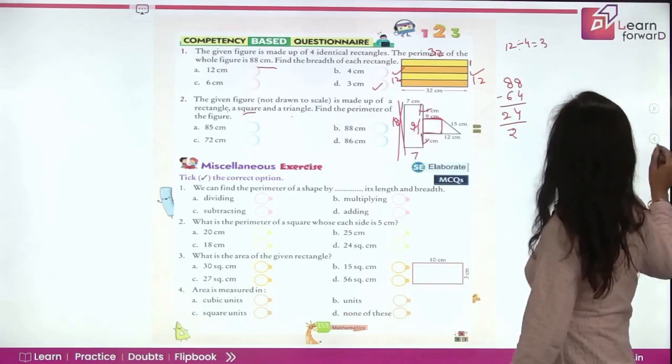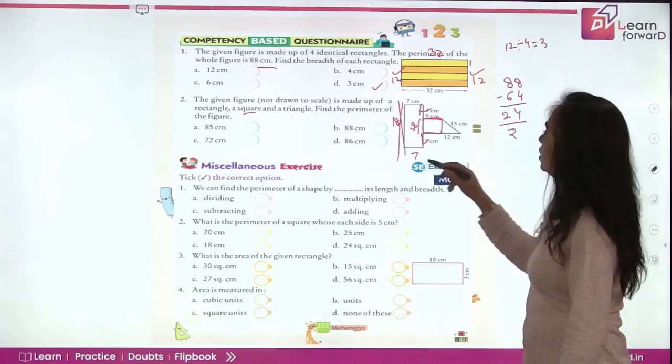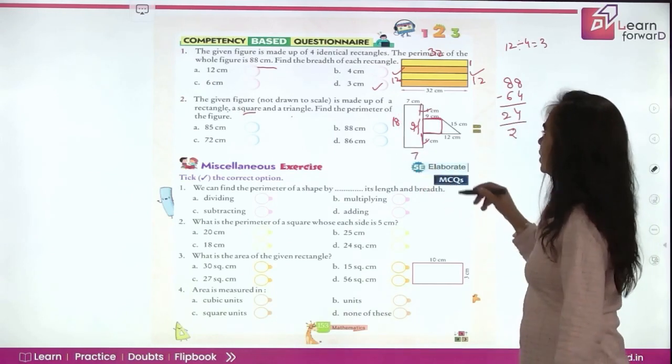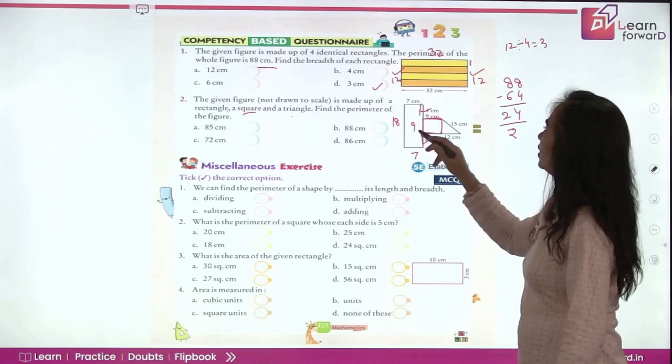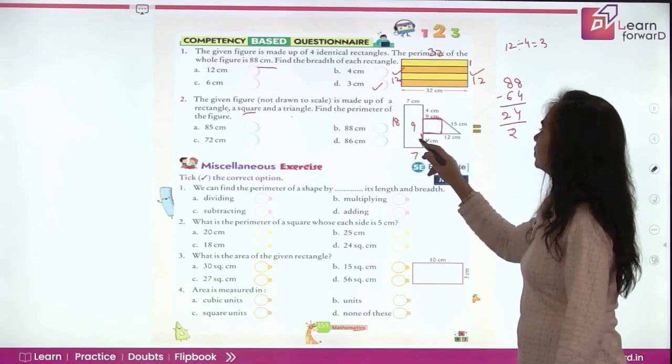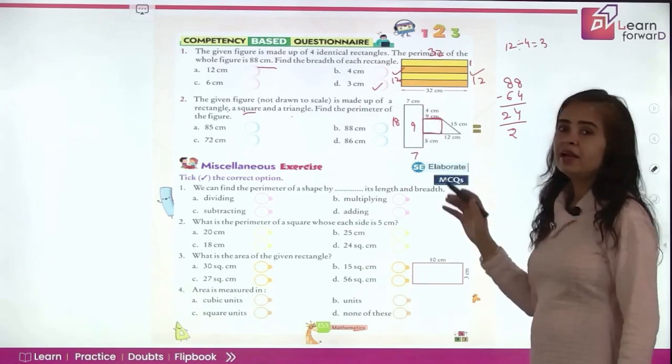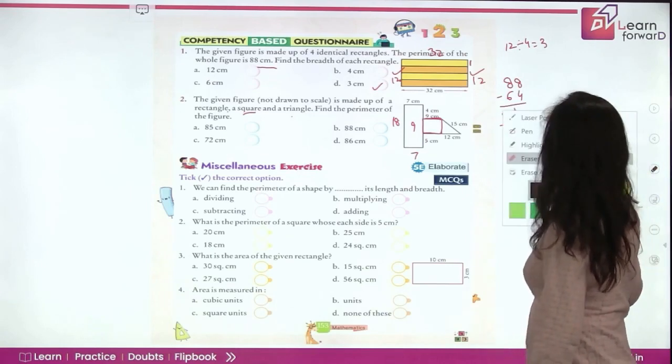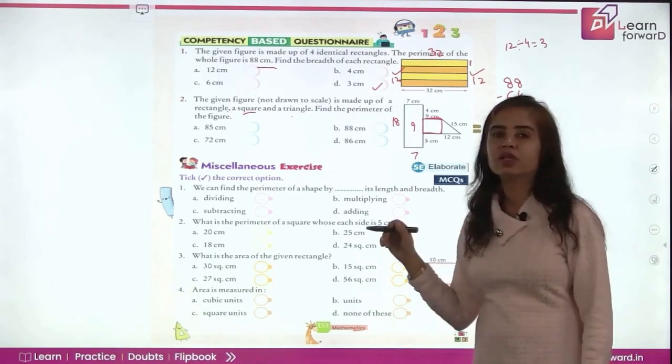Now you have all the dimensions to find the perimeter. Will you be able to do it? Yes, this is 9. Right? I hope the values are clear to you now. You can add them and find out the perimeter.